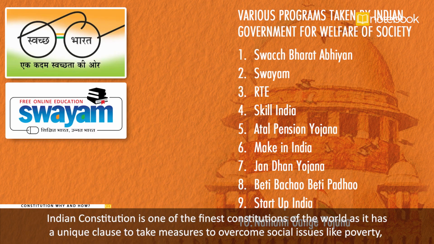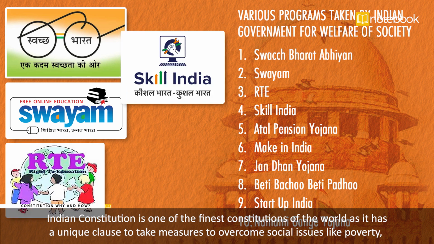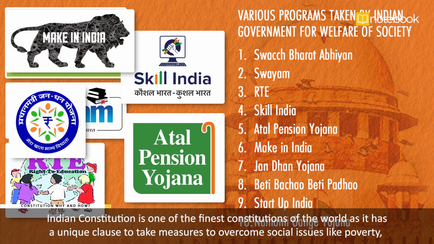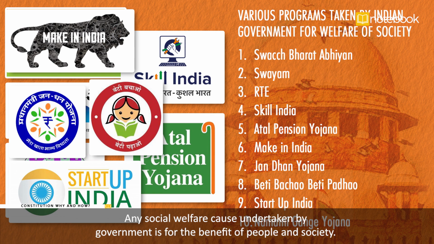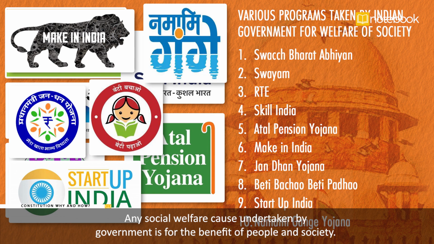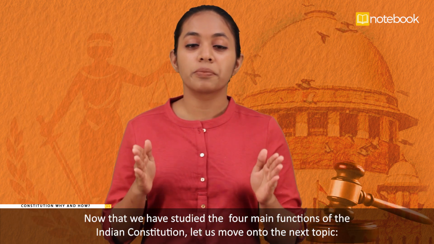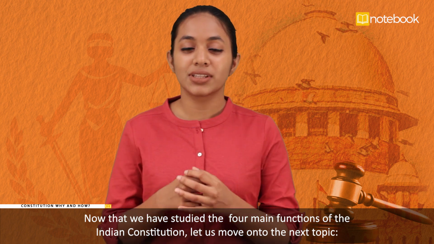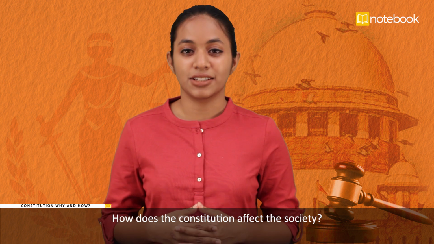The Indian Constitution is one of the finest constitutions of the world as it has a unique clause to take measures to overcome social issues like poverty, deprivation, and inequality. Any social welfare cause undertaken by the government is for the benefit of the people and society. Now that we have studied the 4 main functions of the Indian Constitution, let us move on to the next topic. How does the Constitution affect society?